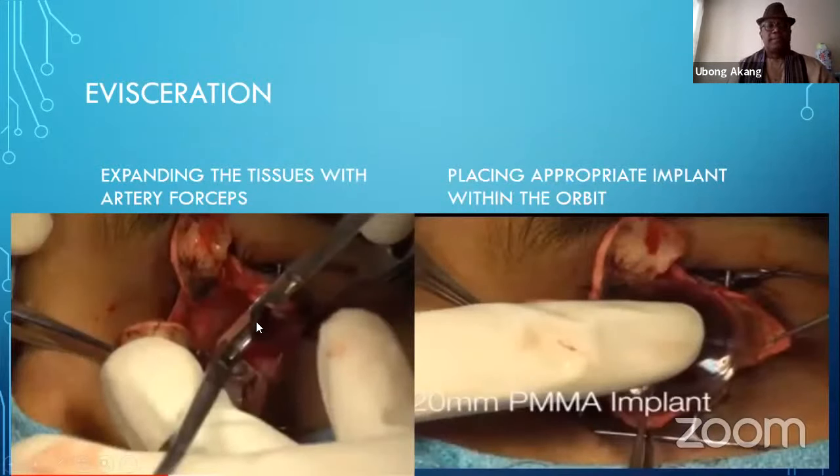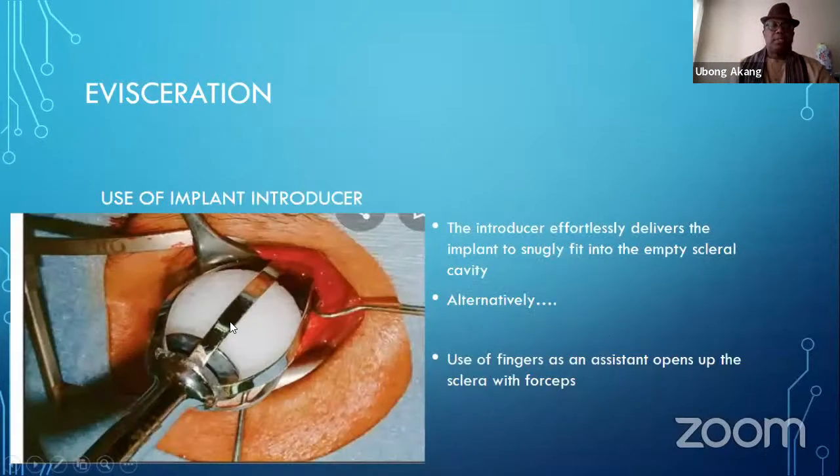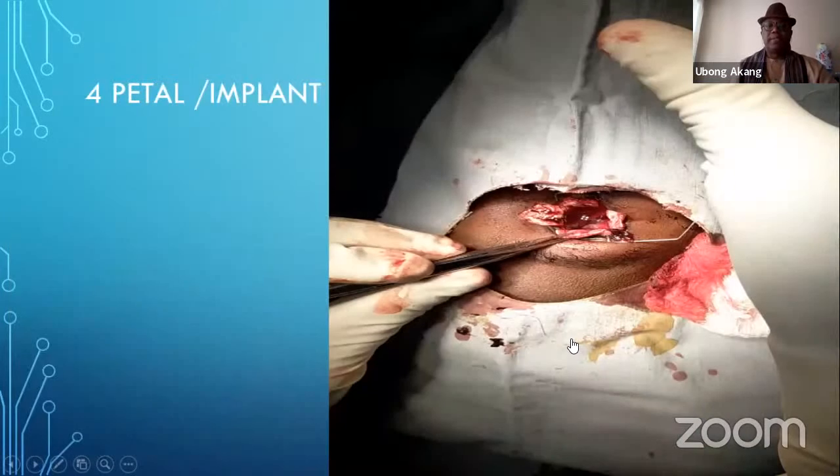Now we can still increase the pocket that is to contain your implant by using your artery forceps. Use the artery forceps to expand it. Just put it that way. This is where a finger was used to introduce the implant. At times it can be funny. It can even jump out and fall on the floor. But if you use an introducer, it just goes in without any problems. Okay, this is an introducer here. That's how I use it. It fits in snugly into the empty scleral cavity. Alternatively, you can use your fingers, like I showed earlier on.